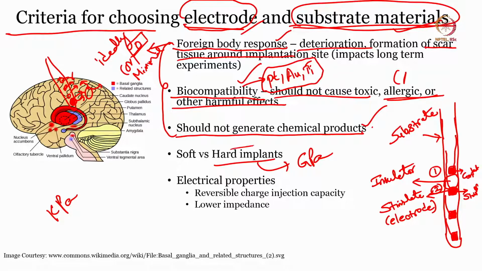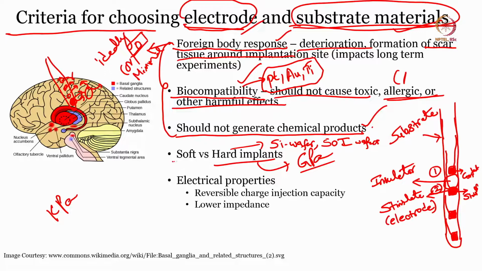So, that is why whenever you choose an implant, you have to choose it in such a way that it should be as soft as possible, and compatible with the range of the brain. Let me give some examples. Hard I already explained: you have a silicon wafer, which is considered a hard implant, with Young's modulus in the range of gigapascal, and there are also SOI, silicon on insulator, wafers.